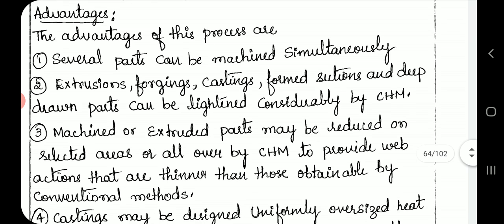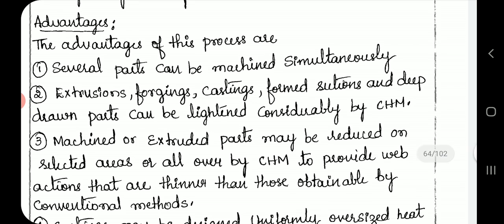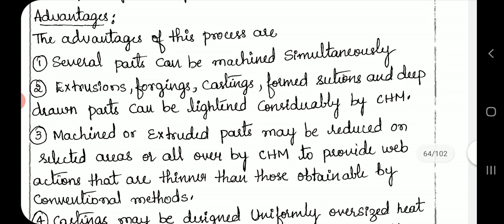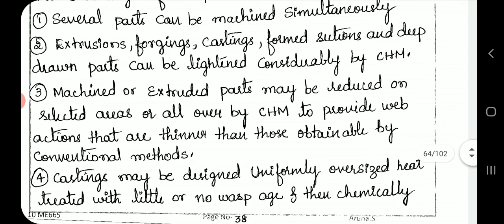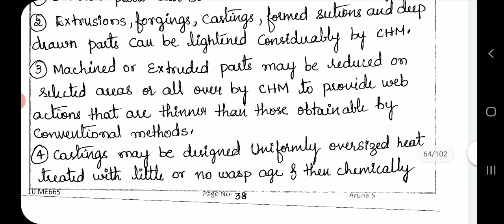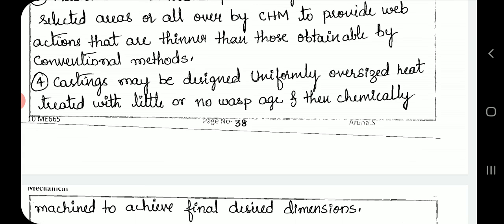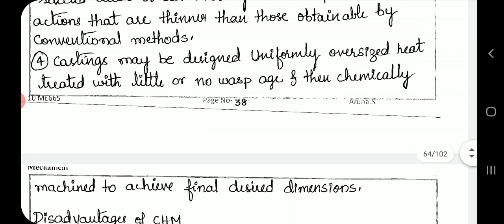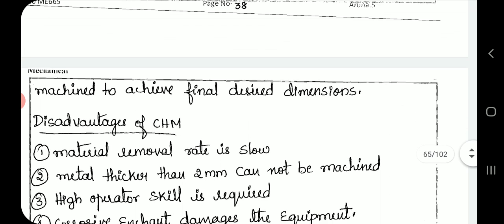The advantages of this process are: several parts can be machined simultaneously. Extrusions, forgings, castings, formed sections and deep drawn parts can be lightened considerably by CHM. Machined or extruded parts may be reduced on selected areas or all over by CHM to provide web sections that are thinner than those obtainable by conventional methods. Castings may be designed uniformly oversized but treated with little or no wastage, and then chemically machined to achieve the finer desired dimensions.